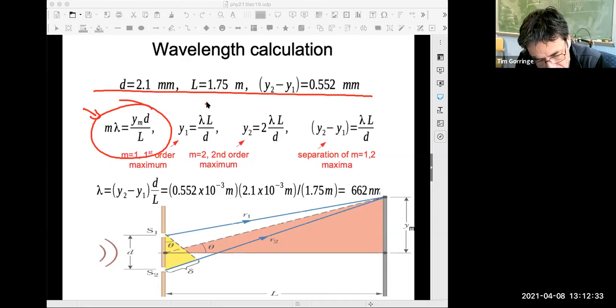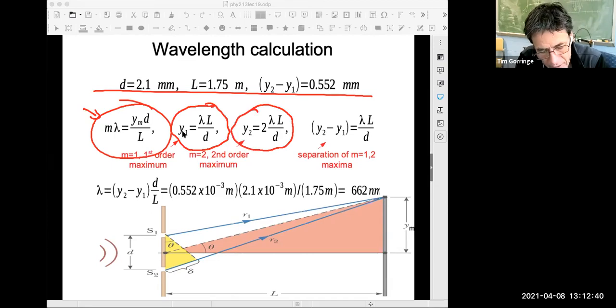Now, in our case, we're told about bright fringe number 1 and bright fringe number 2. So that's where M is 1, bright fringe number 1, M is 2, bright fringe number 2. So I plugged in 1 and 2 to this equation, and I rearranged for the location of the fringe on the screen. So this says the location of bright fringe number 1 is equal to this quantity. This says the location of bright fringe number 2 is equal to this quantity. Notice there's a difference between these two equations because M is different in these two equations. It's 1 here, it's 2 here. So this is the location of the two bright fringes we're interested in.